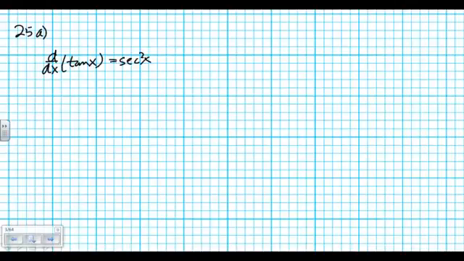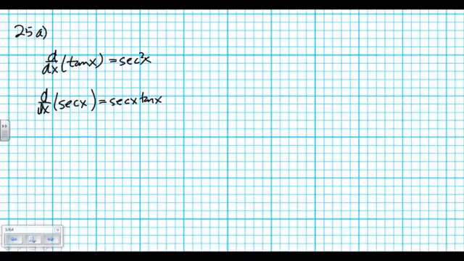I thought I did that in class. Yeah, we don't need to do this part, we need the second part. The second part. Can we show that the derivative with respect to x of secant is equal to secant tangent? Okay, let's go ahead and start that out.